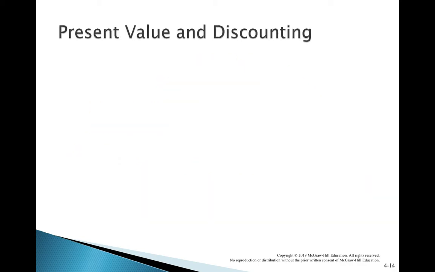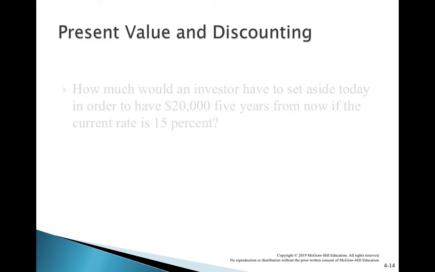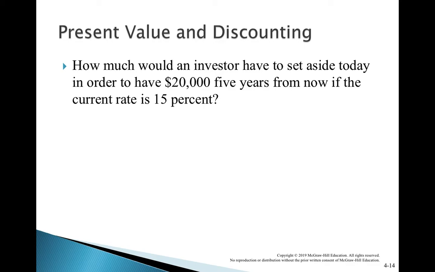Understand? Clear? So this is the way we get the compounding impact. How much would an investor have to set aside today in order to have 20,000 5 years from now if the current rate is 15%? Do your calculation please. So how much does an investor have to keep right now to have 20,000 after 5 years if the rate of interest is 15%.